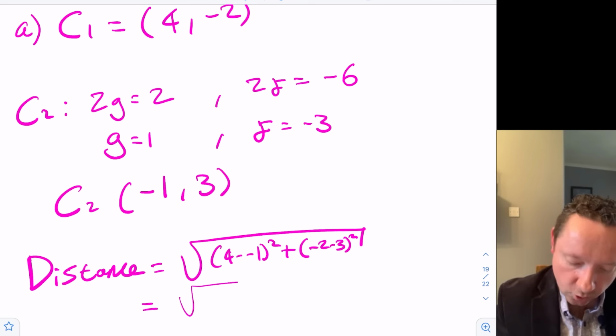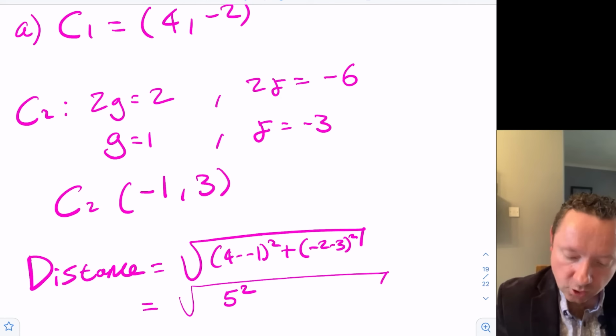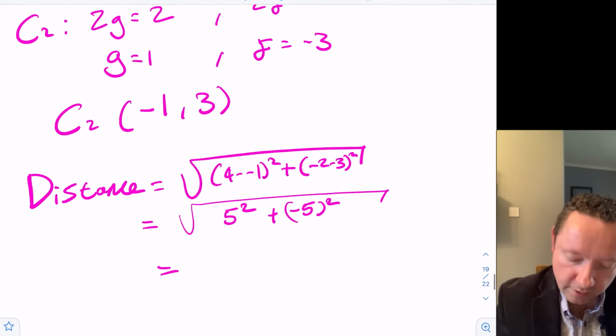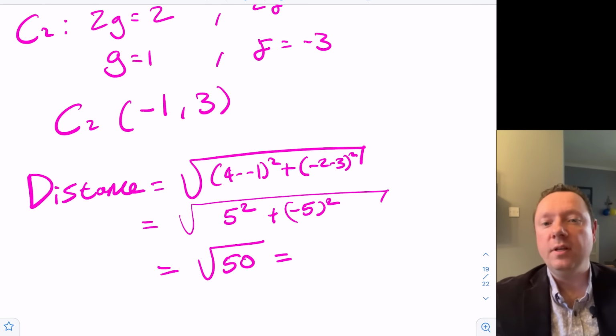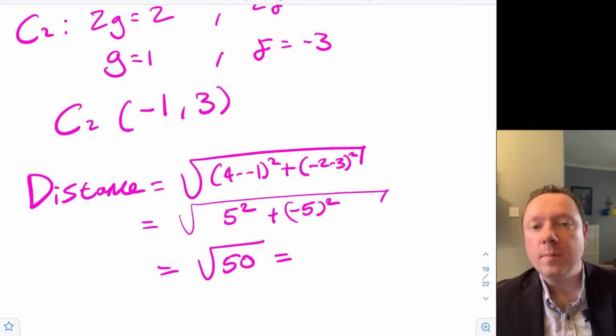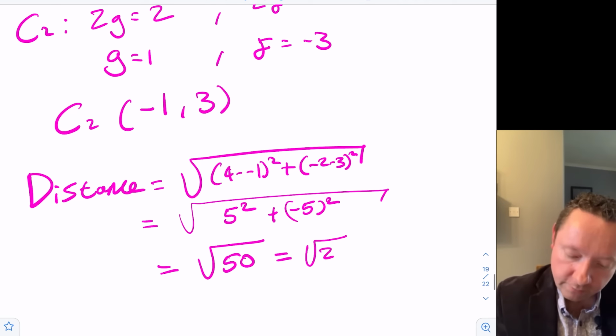That is equal to 4 minus minus 1 is 5, so 5 squared. Minus 2 minus 3 is also 5, so 5 squared, or minus 5 squared if you prefer. 25 plus 25 is root 50. We can simplify that as a surd if we want, or just place root 50 in our calculator if you don't want to mess about with surds. That is a calculator paper after all. But root 25 times root 2, root 25 is 5, so we can leave it as 5 root 2, or put it in our calculator.